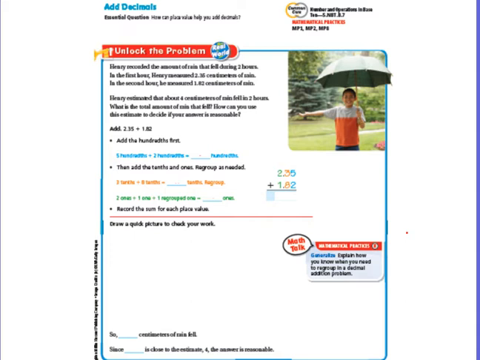In the first hour, Henry measured 2 and 3/500 centimeters of rain. In the second hour, he measured 1 and 8/200 centimeters of rain. Henry estimated about 4 centimeters of rain that fell in 2 hours. How did he get the 4? Let's go back and look.